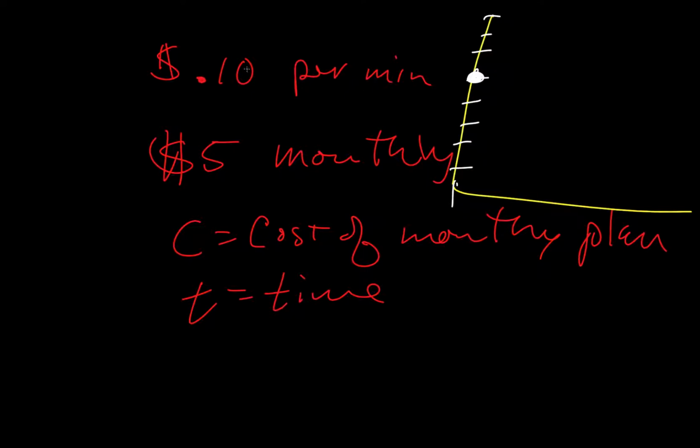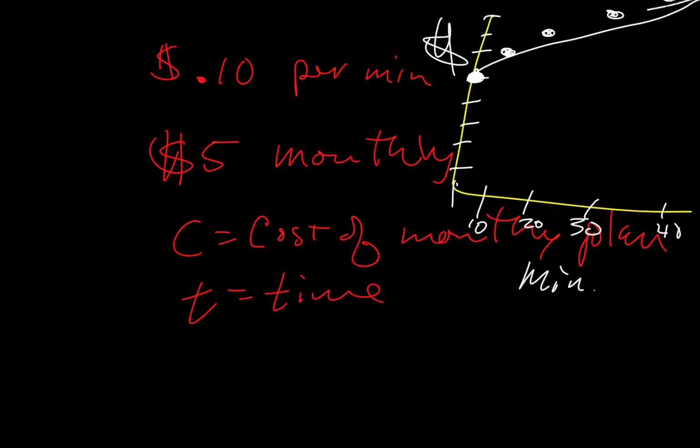Now every 10 minutes is going to cost $1 because it's 10 cents per minute. So I'm just going to do 10-minute increments. So 10, 20, 30, 40. So this would be dollars, and this is minutes used. So if you use it 10 minutes, we bump up to $6. If you use it 20, we bump up to 7, up to 8, up to 9. I know that doesn't look linear, but it should have been. And that's a graph of what it would look like.